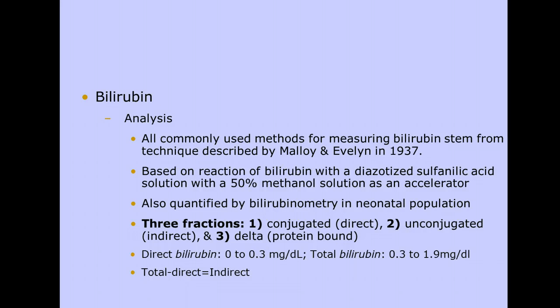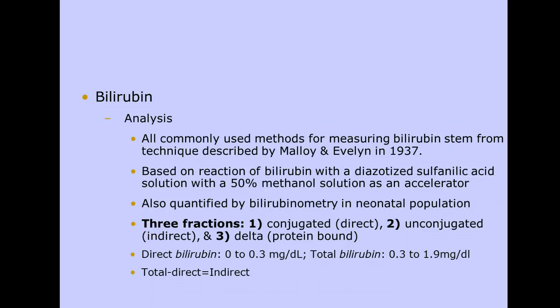There's a couple of fractionations of this. We talked about them before. The conjugated bilirubin, which is also known as direct, the unconjugated bilirubin, which is also known as indirect, and there is a protein-bound delta bilirubin as well that we do not routinely test for.